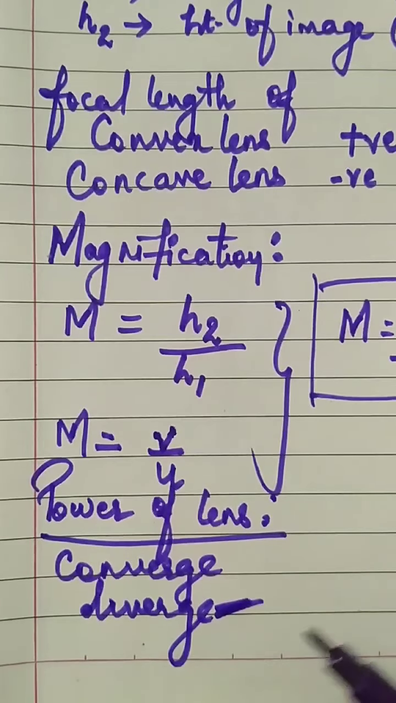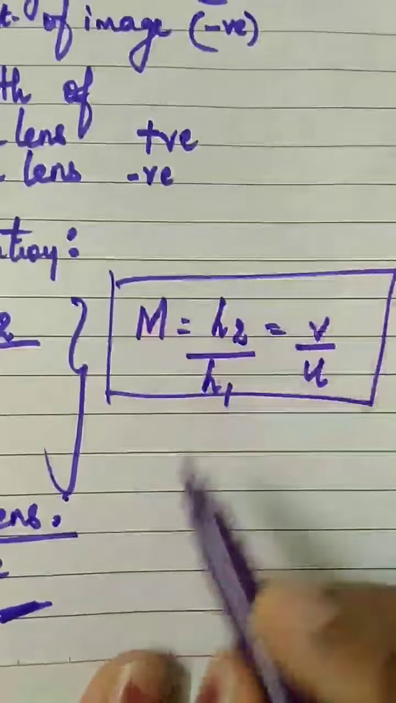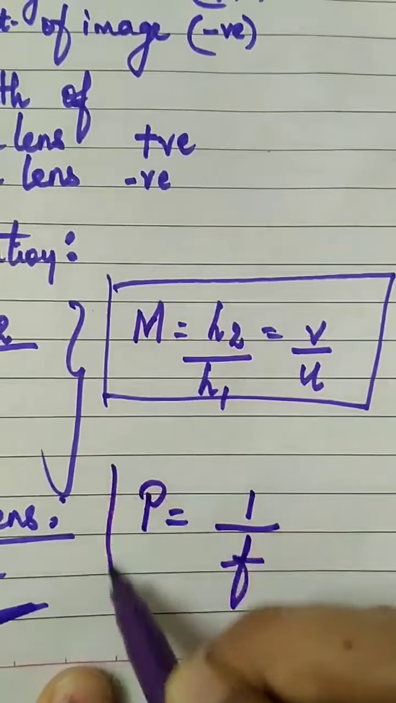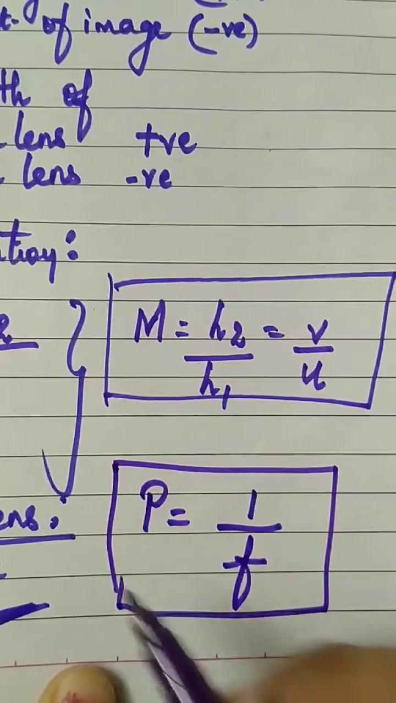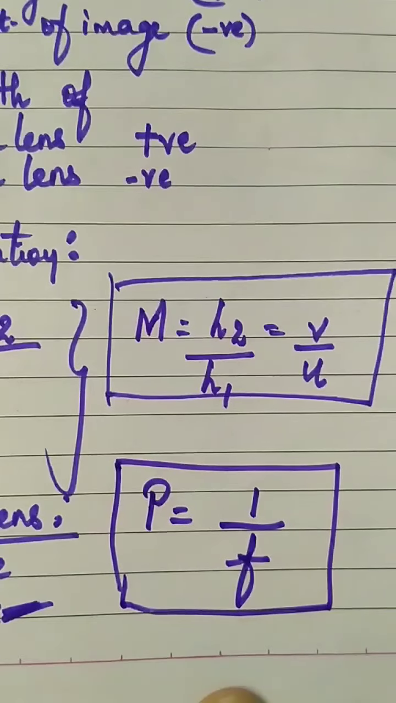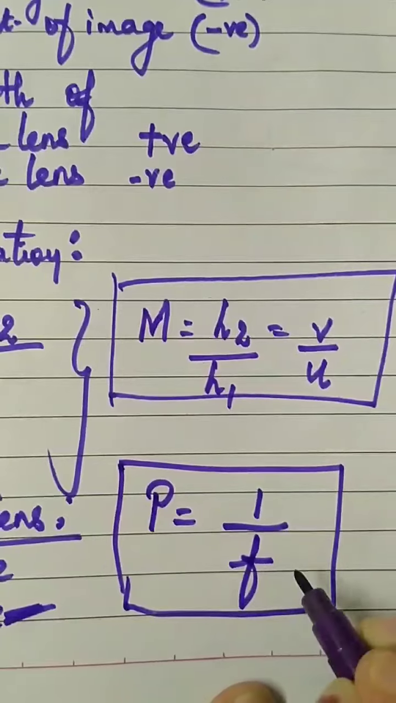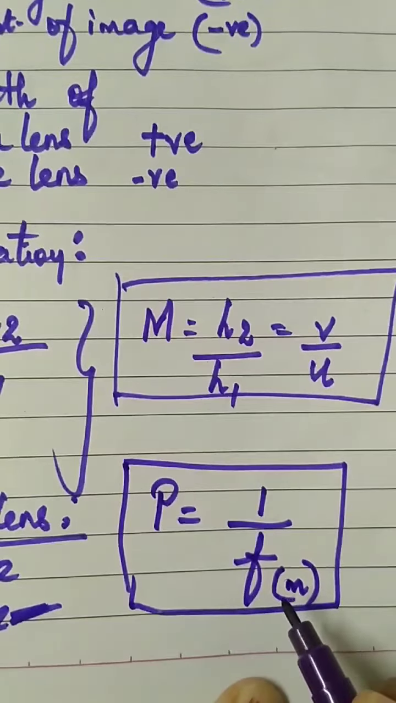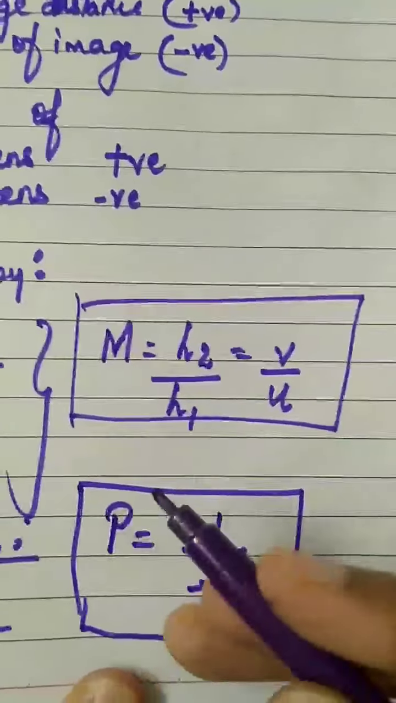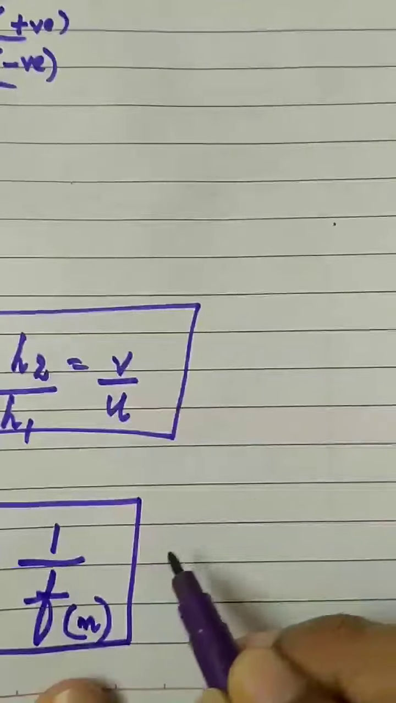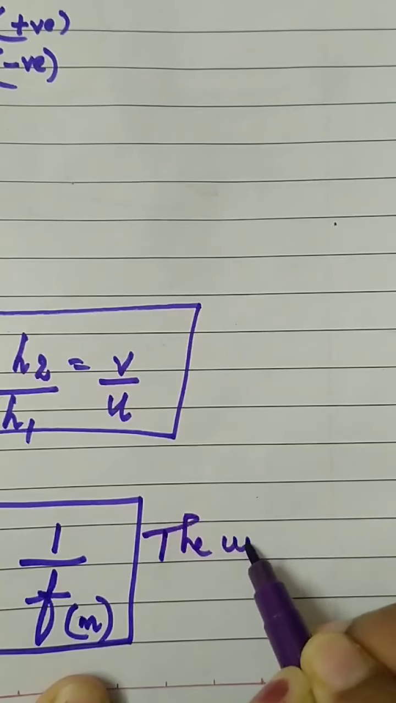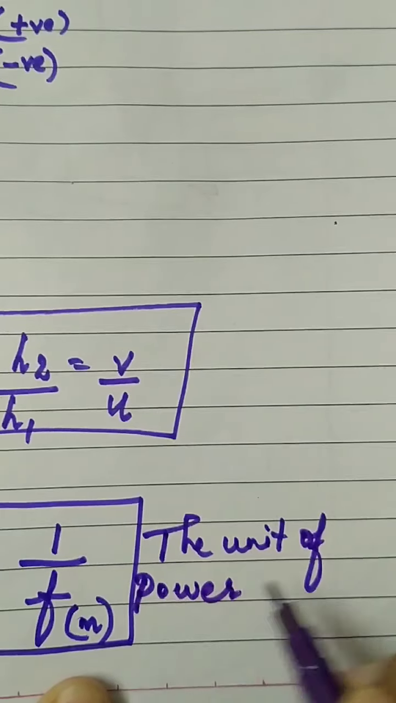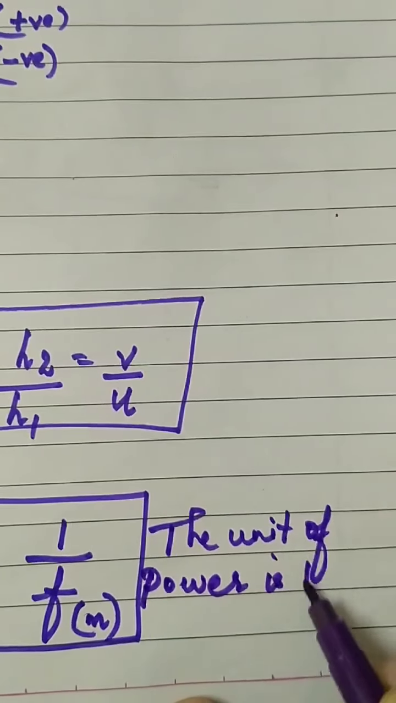Okay, power of lens. And the most important formula, power of lens is the reciprocal of focal length. P is equal to 1 upon f. P is equal to 1 upon f. And focal length we will measure in meter. If given in centimeter, you will convert it into meter. The power is given the unit diopter. The unit of power of lens, not electricity power. The unit of power of lens is diopter.